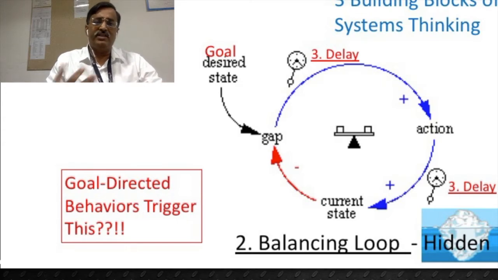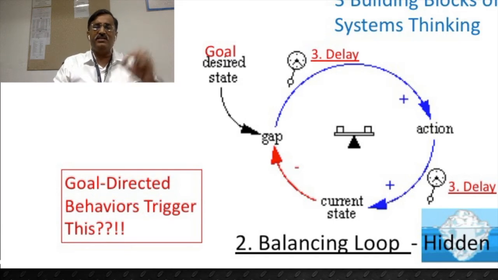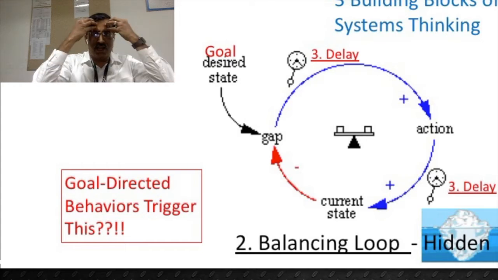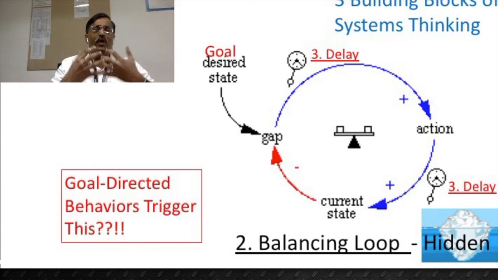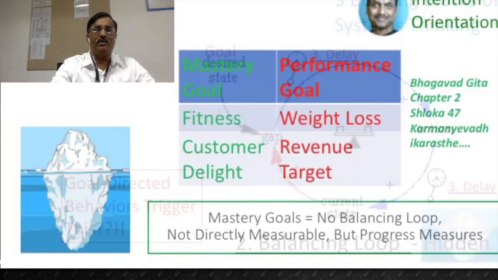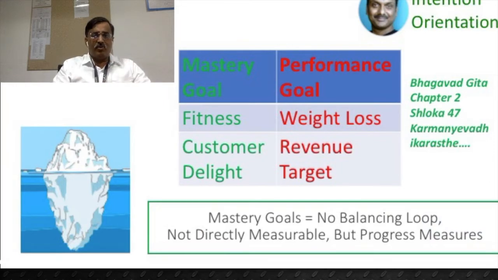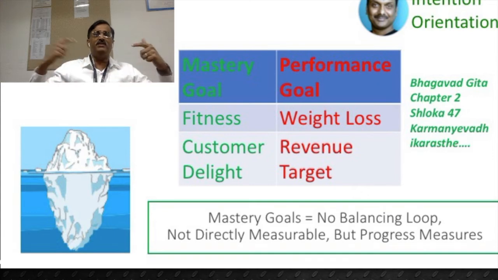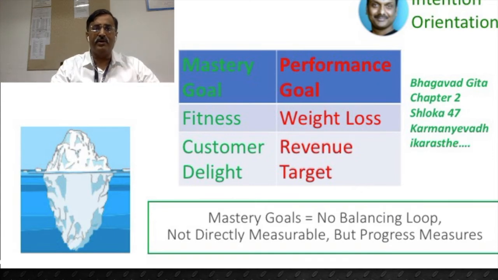Now, the most interesting thing that I found in Senge's work is that he mentions that goal-directed behaviors trigger a balancing loop. This got me intrigued and perplexed as to why goal-directed behaviors trigger the balancing loop, and is there a way to avoid that? And I landed through my research on this concept of mastery goal versus performance goal. Let's take the example of a weight loss target. You hit the weight loss target, but after some time you find yourself going back to the same weight that you had because your body's balancing loops have made that happen.